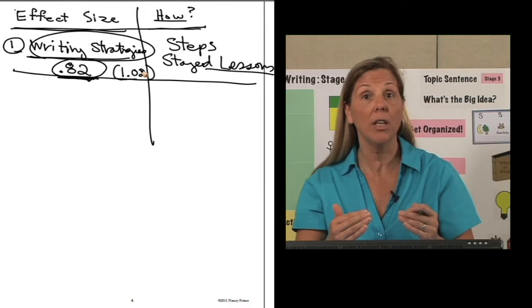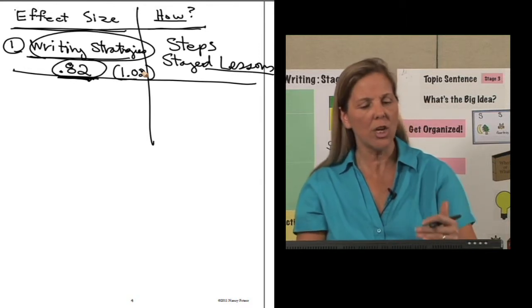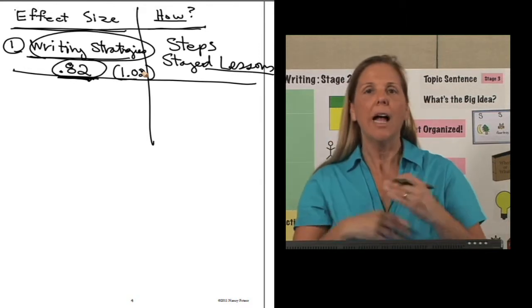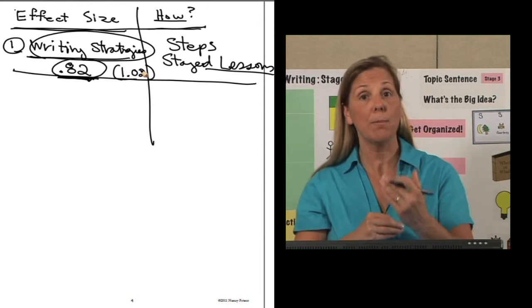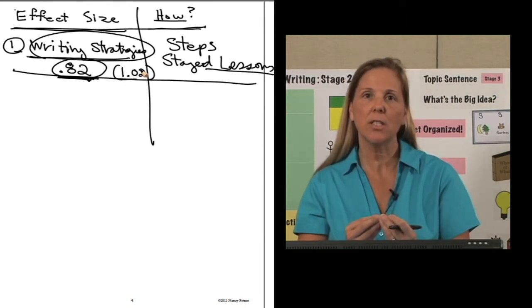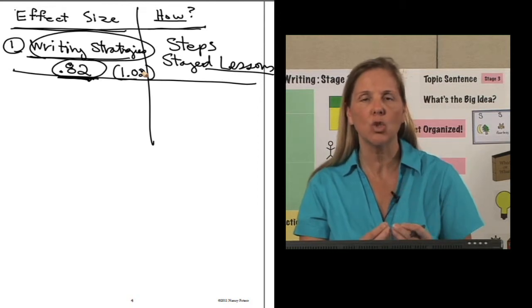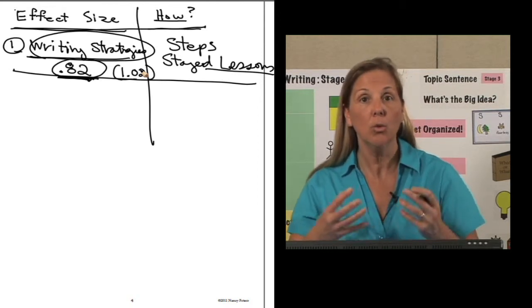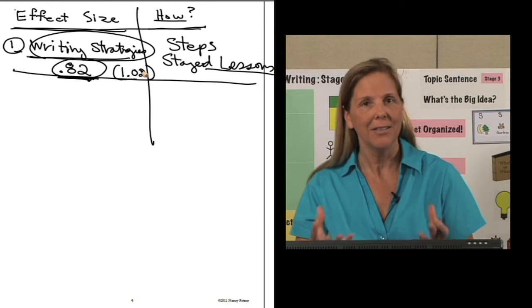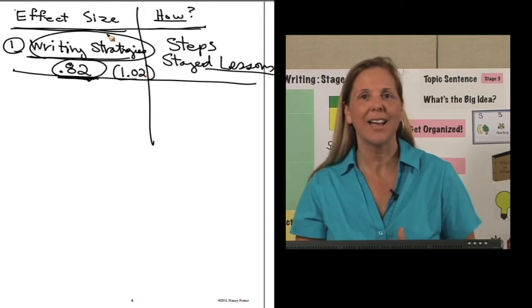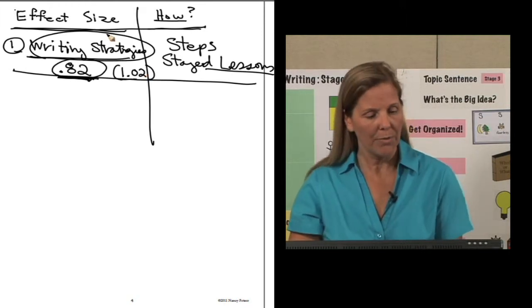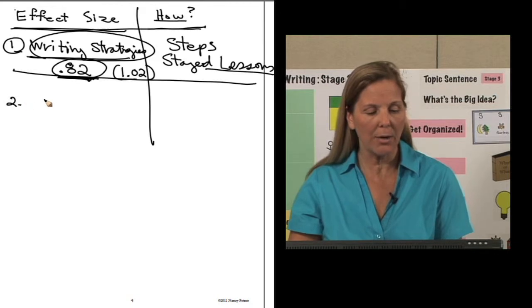Let's continue down the list because I didn't just use this one strategy. I took the suggestion of Graham and Perrin after reading this research to try to combine as many of these strategies as possible when teaching children to write. Then you'll have an even higher effect size. So let's look at number 2. Number 2 is summary writing.